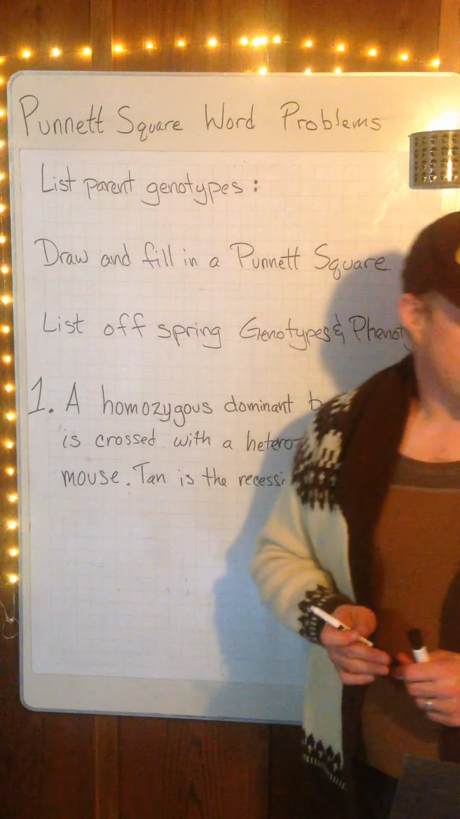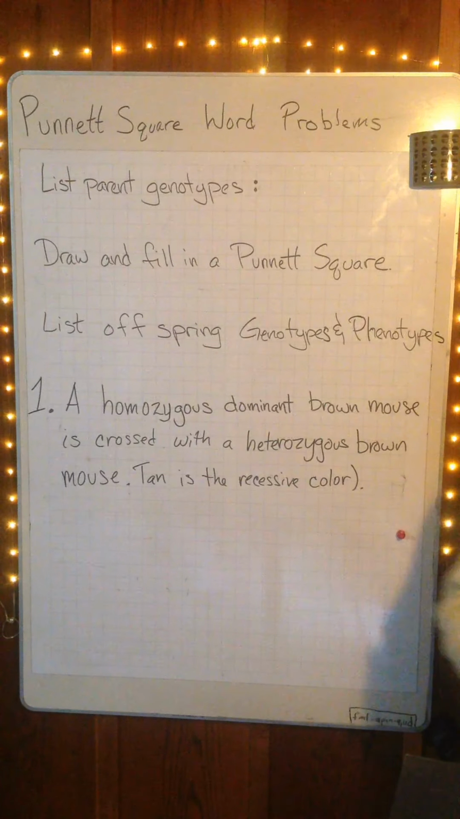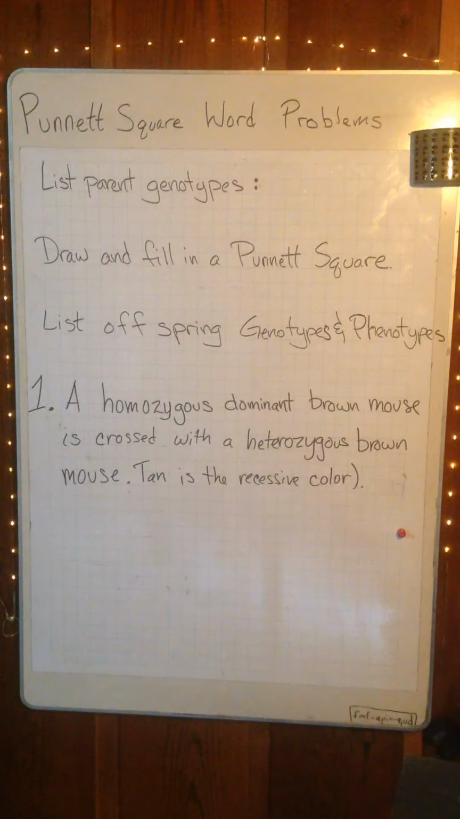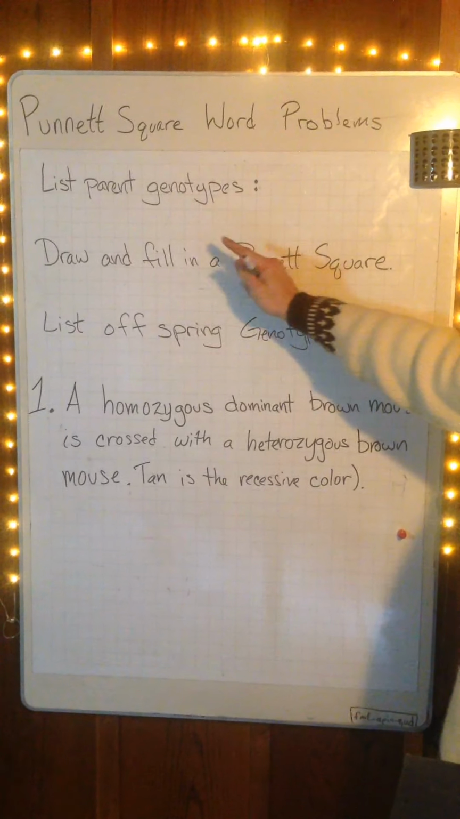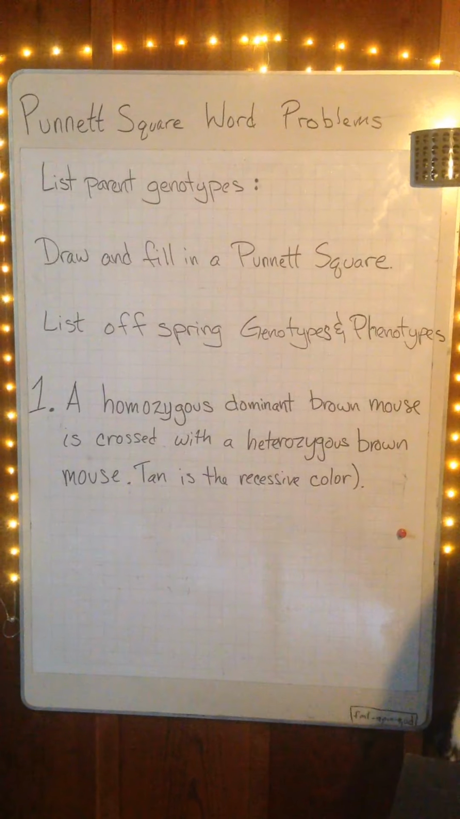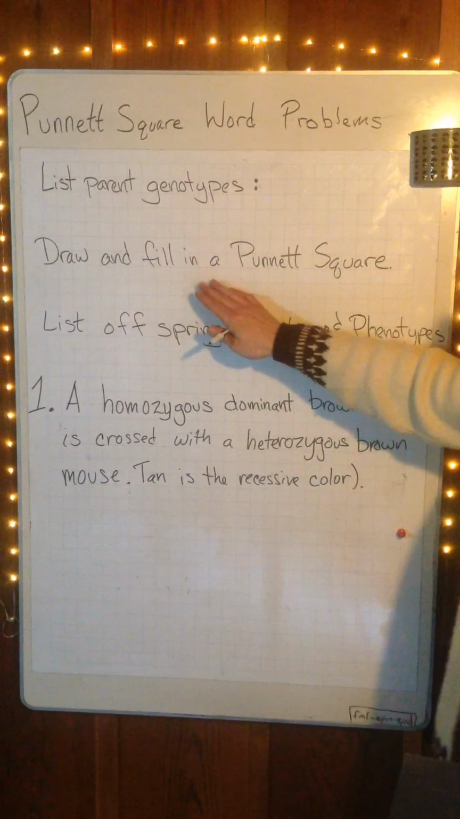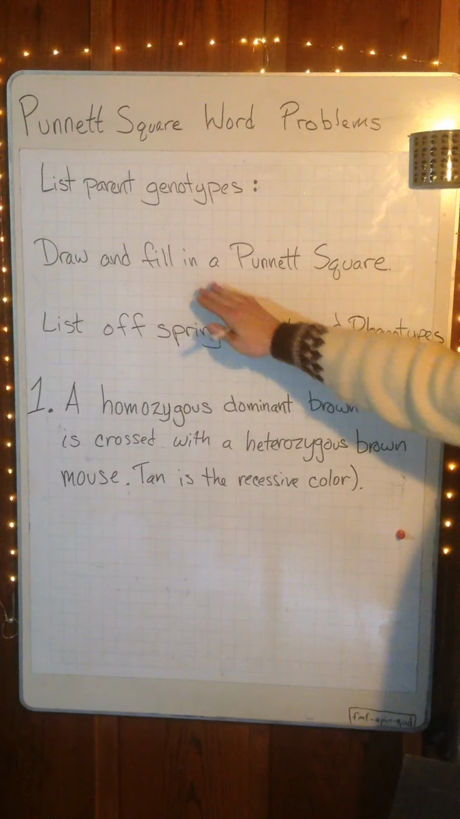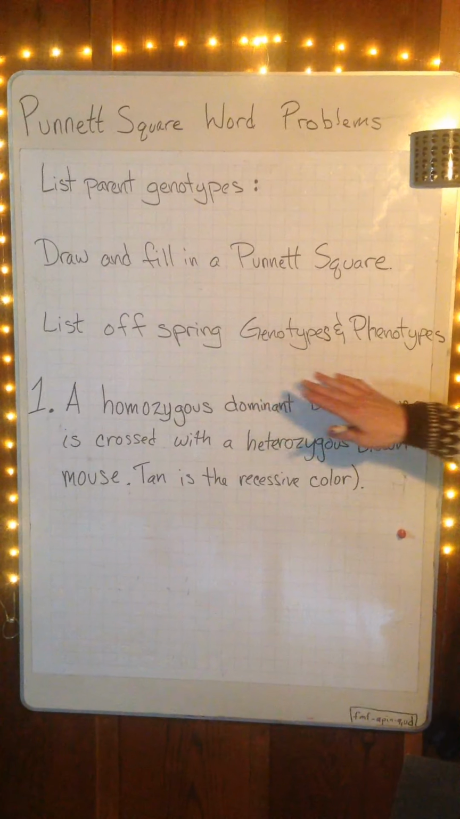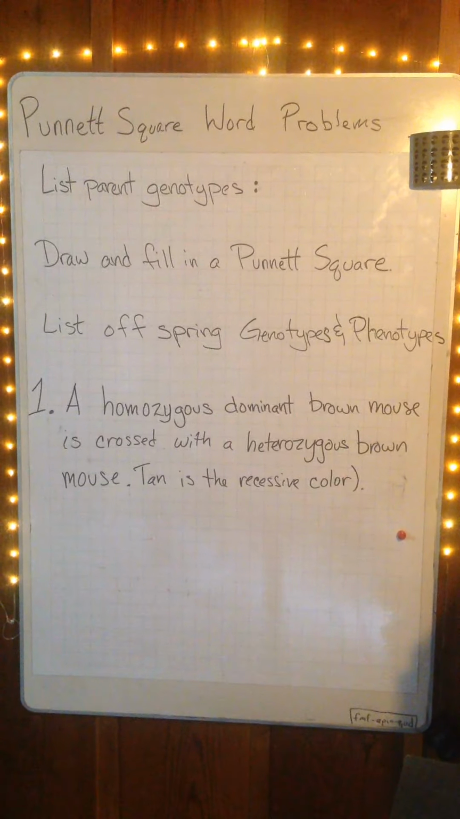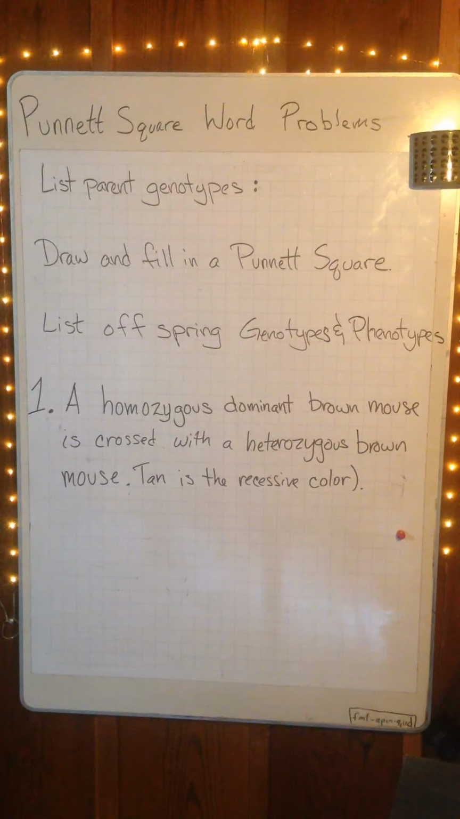Looking at it, you'll see at the top of the page it says Punnett square problems continued. Complete the following problems. You need to list the parent genotypes. You need to draw and fill in a Punnett square. And then you need to list the offspring genotypes and phenotypes. Okay, so let's go ahead and get in there.